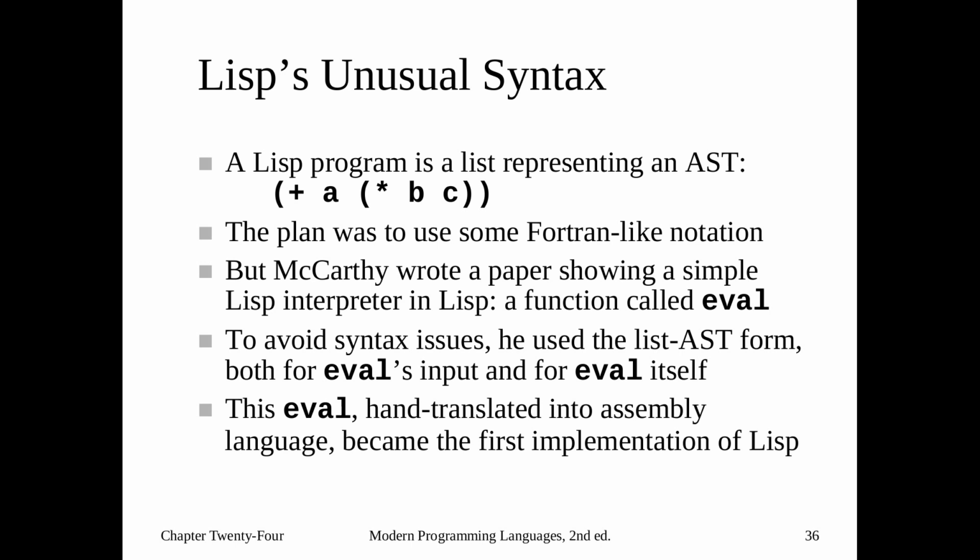How it works is it uses this list-like representation of an abstract syntax tree. The interesting thing about Lisp, which stands for list processing, is that everything's a list. And so, as it says here, to avoid the syntax issues, McCarthy continued just using the list AST form, both for eval input and eval itself, right? So now we just have this hand translation. He originally translated the very first version into assembly, and that became the first implementation of Lisp.